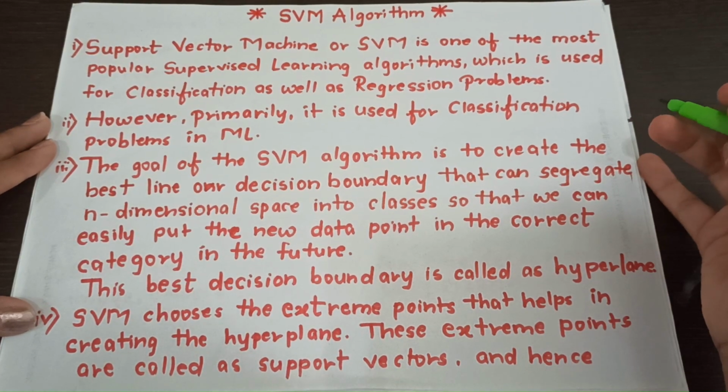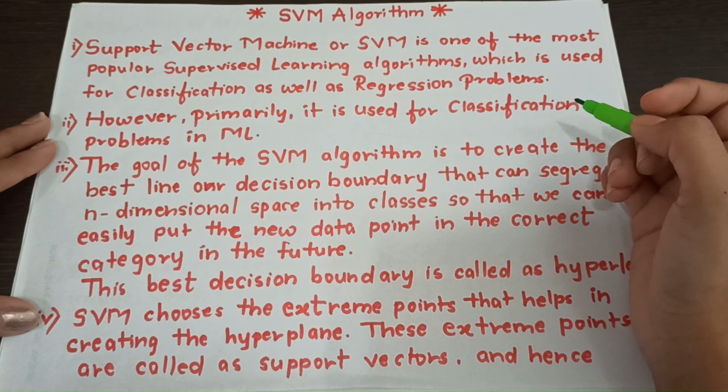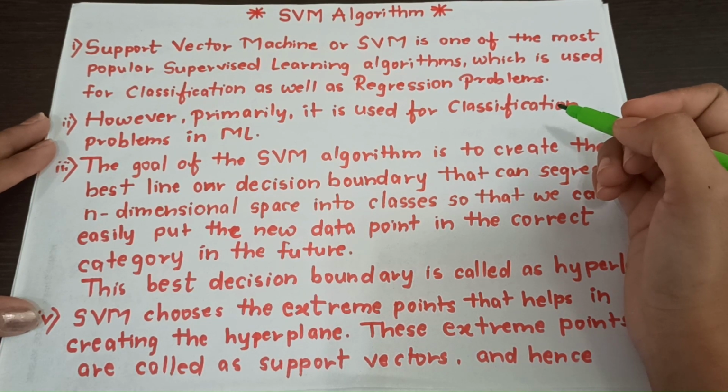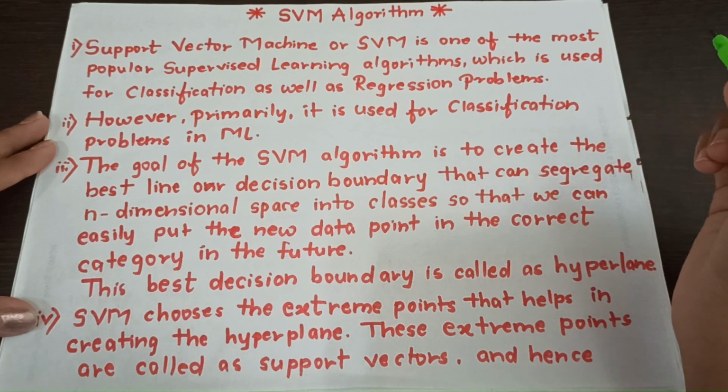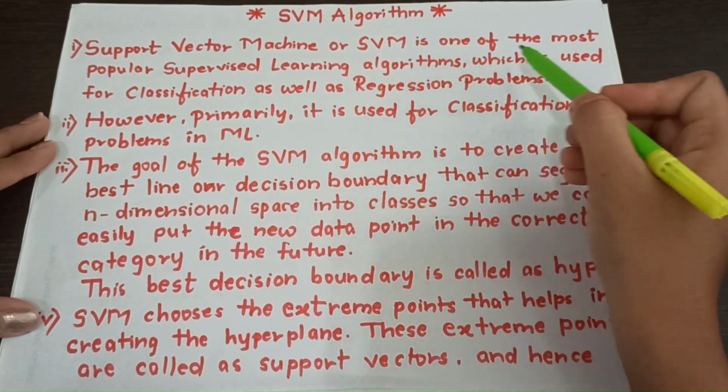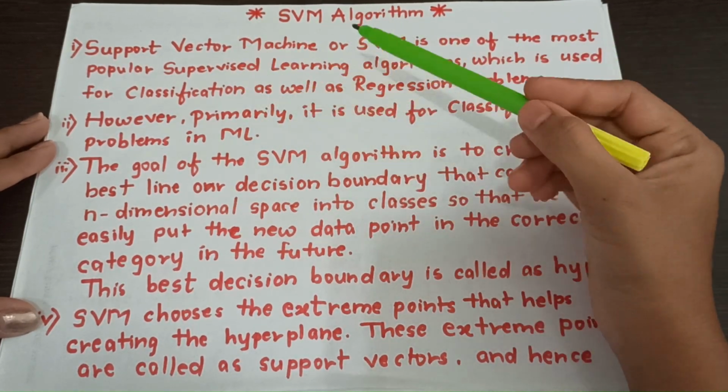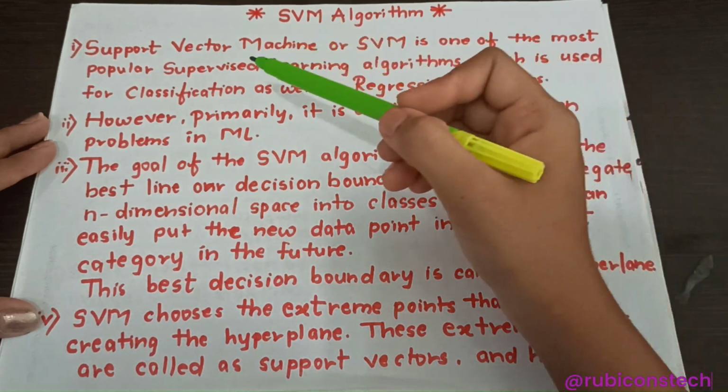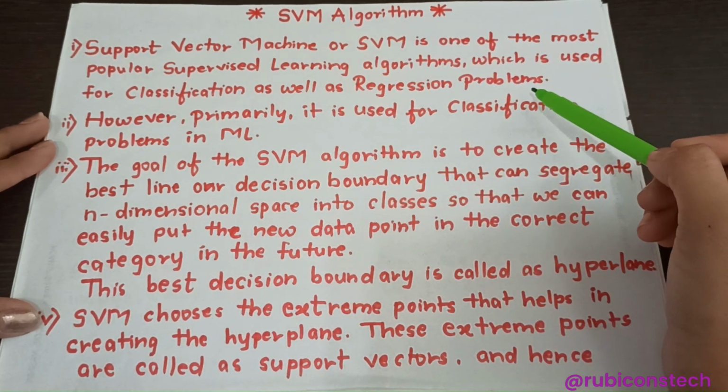Today we are going to see about the support vector machine, that is the SVM algorithm. So first we will begin with the introduction of SVM. SVM, or the support vector machine, is one of the most popular supervised learning algorithms, which is used for classification as well as for regression problems.